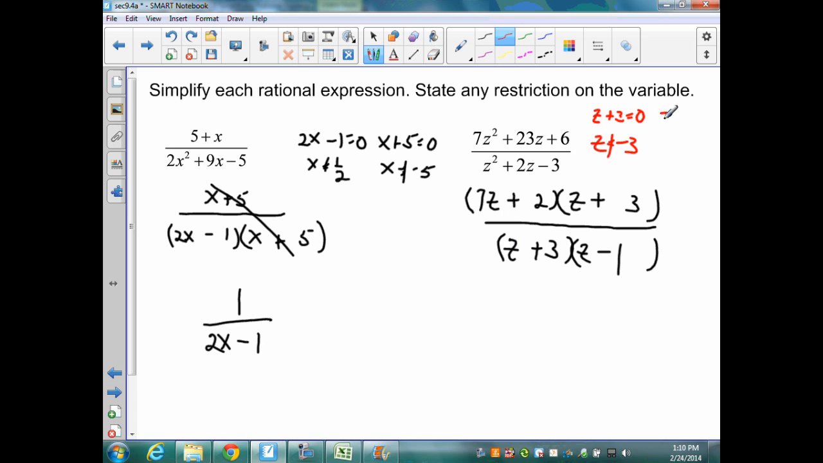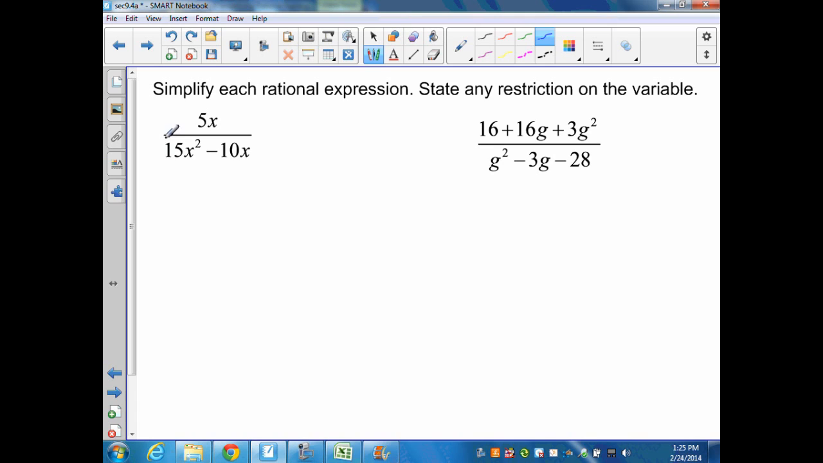And the next one is z minus 1 equals 0, and z equals 1 when I solve that, so z can't equal 1. When z is 1, that quantity will become 0, and that makes the function undefined. Now what I want to do is to simplify, crossing those two binomials out because they simplify. That gives me 7z plus 2 over z minus 1.